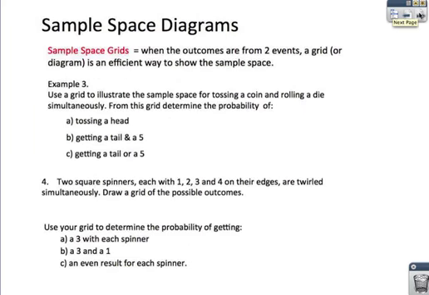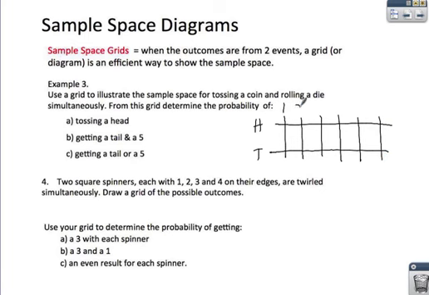Another type of problem that we can do are problems that involve sample spaces. And quite often a grid is a suitable representation of a problem. As an example 3, it asks us to use a grid to illustrate the sample space for tossing a coin and rolling a die simultaneously. Obviously you're going to get one set of outcomes from the coin, one set of outcomes from the die. The possible outcomes from the coin are heads and tails. The possible outcomes from the die are rolling any of the numbers from 1 to 6. So this would be a good way to set up a grid diagram. It could also be called a lattice diagram.